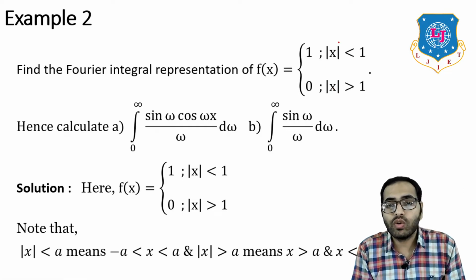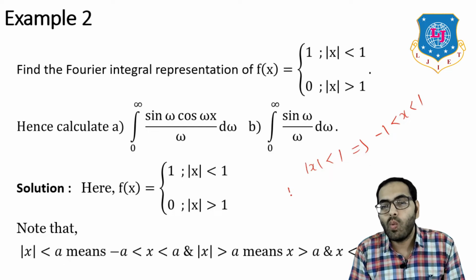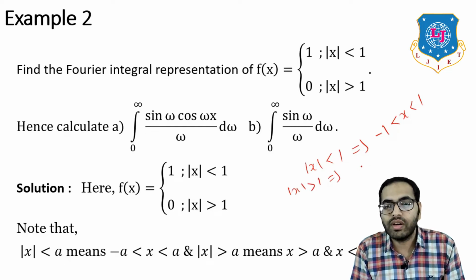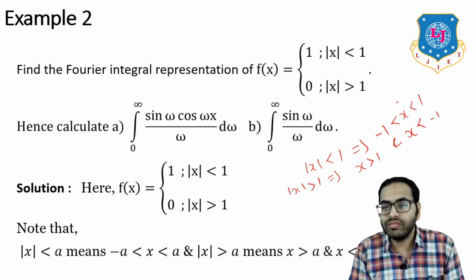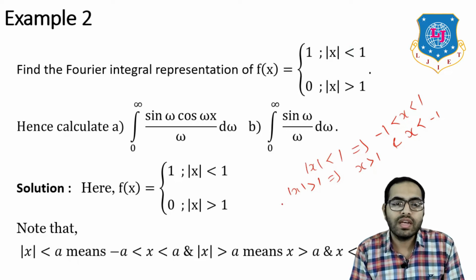According to that condition, we can say that mod x less than 1 is represented as minus 1 less than x less than 1, and mod x greater than 1 is represented as x greater than 1 and x less than minus 1. Inside this range, minus 1 to 1, the function has the value 1. If the value of x is in between minus 1 and 1, the function is 1, and except that range, the function is 0.